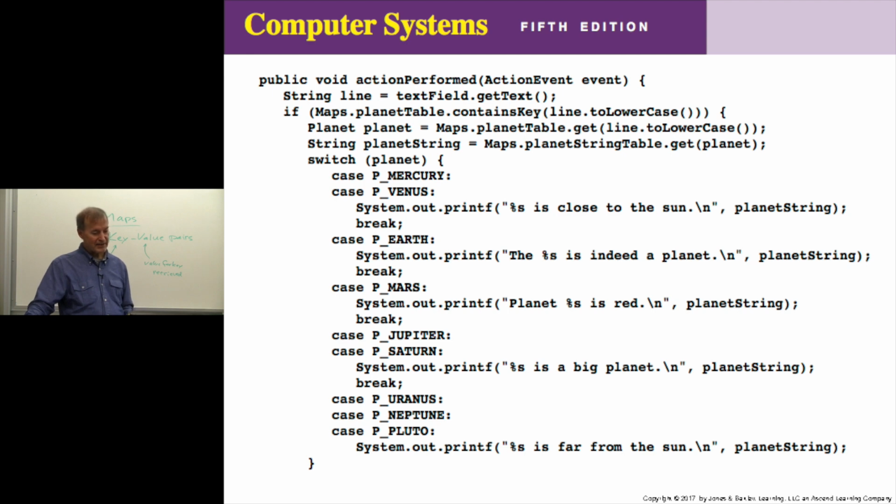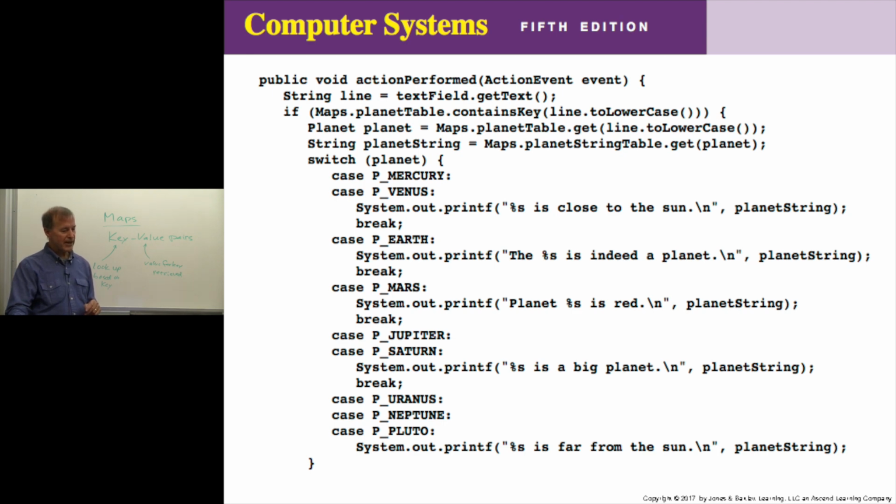And what does that get? Maps.planetString table.get planet, because now what is the key? The key is the enumerated that we did before. And so this is returning our string, with the uppercase and lowercase exactly the way we want it printed out. And now we don't switch on the string. What do we always switch on? The enumerated. Okay, you always switch on enumerateds.